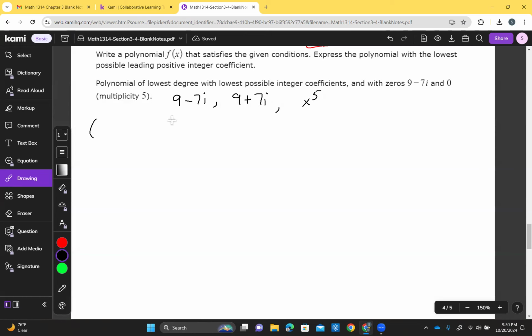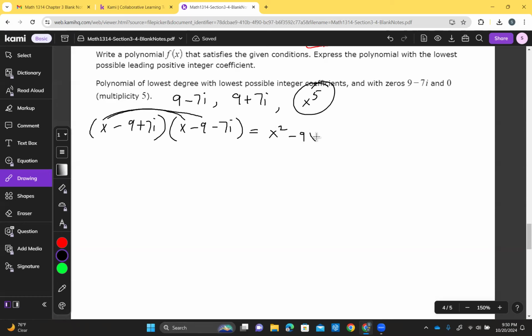Okay, so let's find the factor associated with this. So the factor will be x minus 9 plus 7i. So when I set this to 0, it gives me this. And then this one is x minus 9 minus 7i. And then once the FOILing is done, we're going to also multiply them by x to the 5th. So this one is x squared, negative 9x. And then this one is negative 7ix.